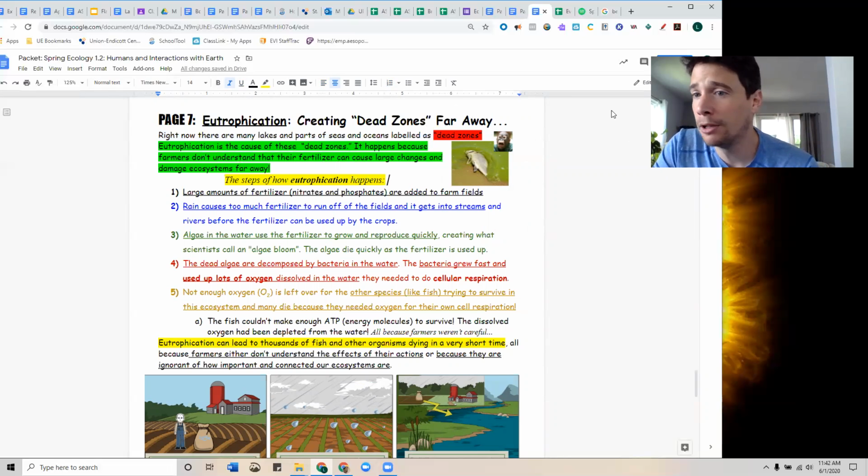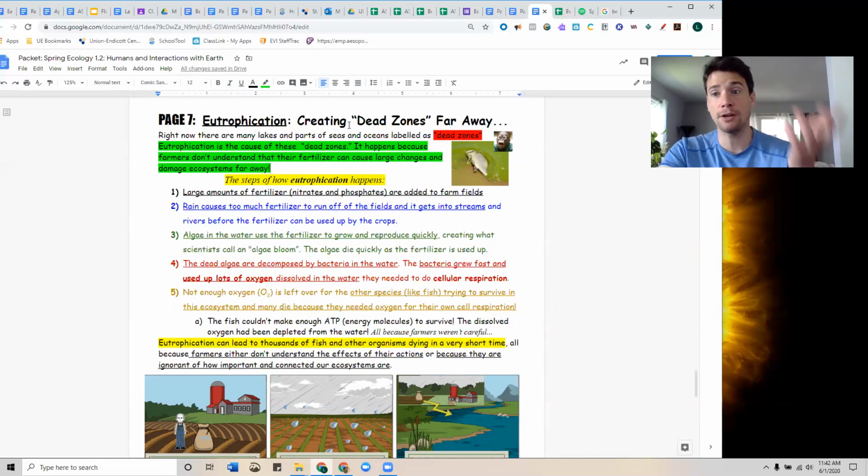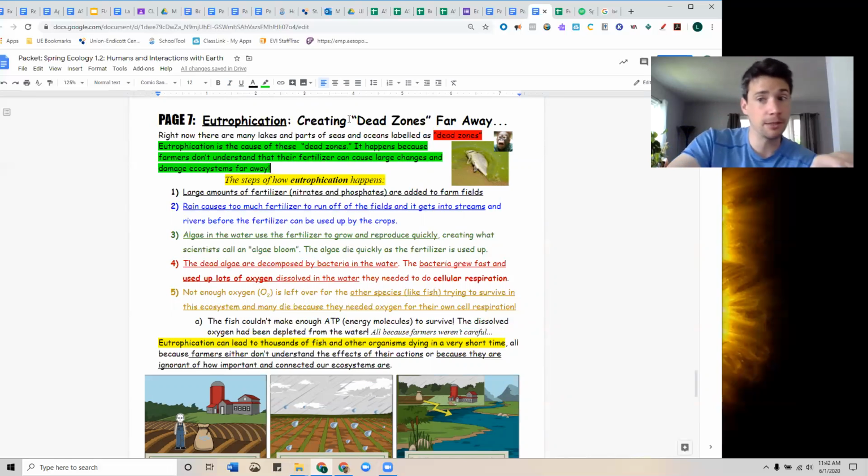So let's talk about why these dead zones are happening. Eutrophication is the cause of these dead zones. Well, there it is. Now let's figure out what the heck eutrophication is. It happens because farmers don't understand that their fertilizer can cause large changes and damage ecosystems far away. So now again, we're talking about how something happening in one place can damage a place far away.